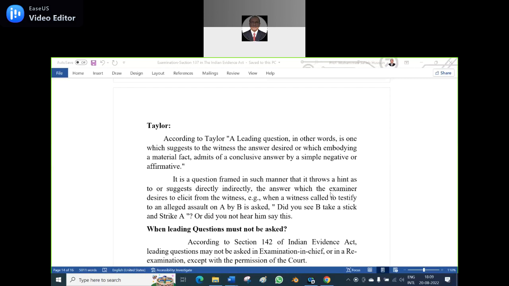When a witness called to testify to an alleged assault on A by B is asked, did you see B take a stick and strike A? The question is, did you see B take a stick and strike A?